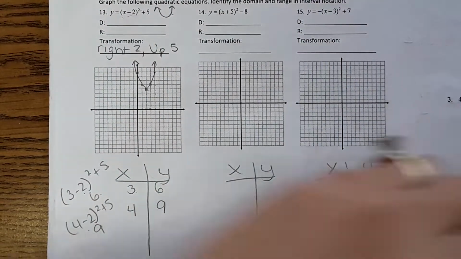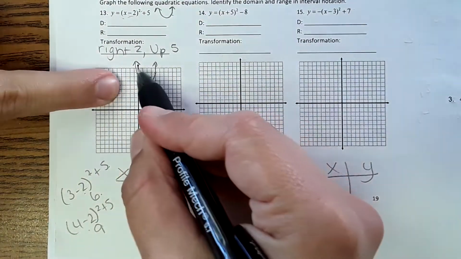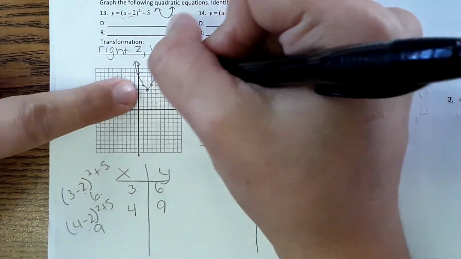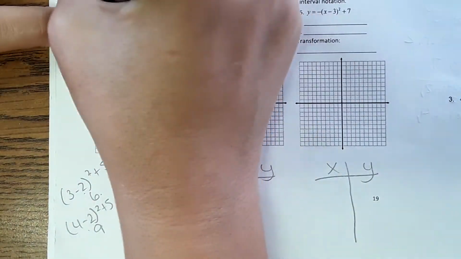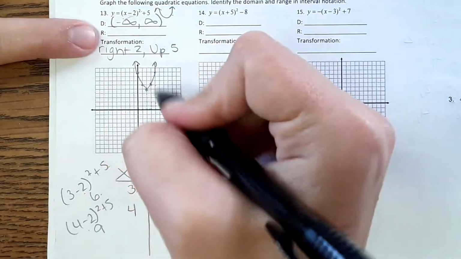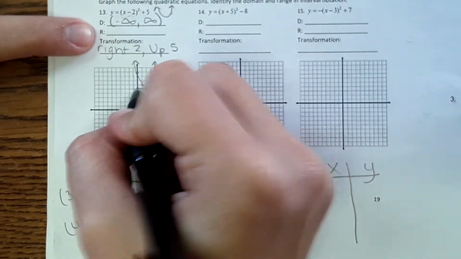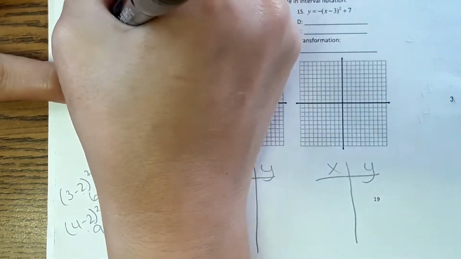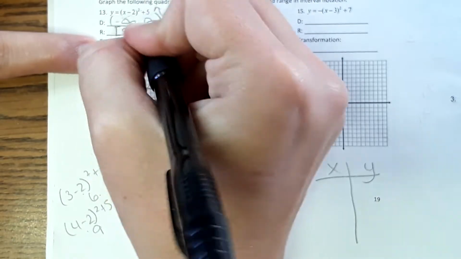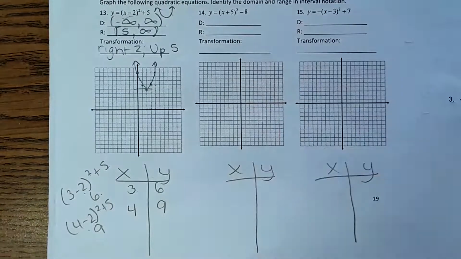So there's my graph. Now I need to identify my domain. This would continue going out to the left, and this would continue going out slightly to the right. So my domain is negative infinity to infinity. And then range, my y values, my lowest y value is going to be here at y equals 5. So my lowest one, I'm going to put a bracket for 5. And then it goes up forever, so to infinity and beyond. And I'm done.